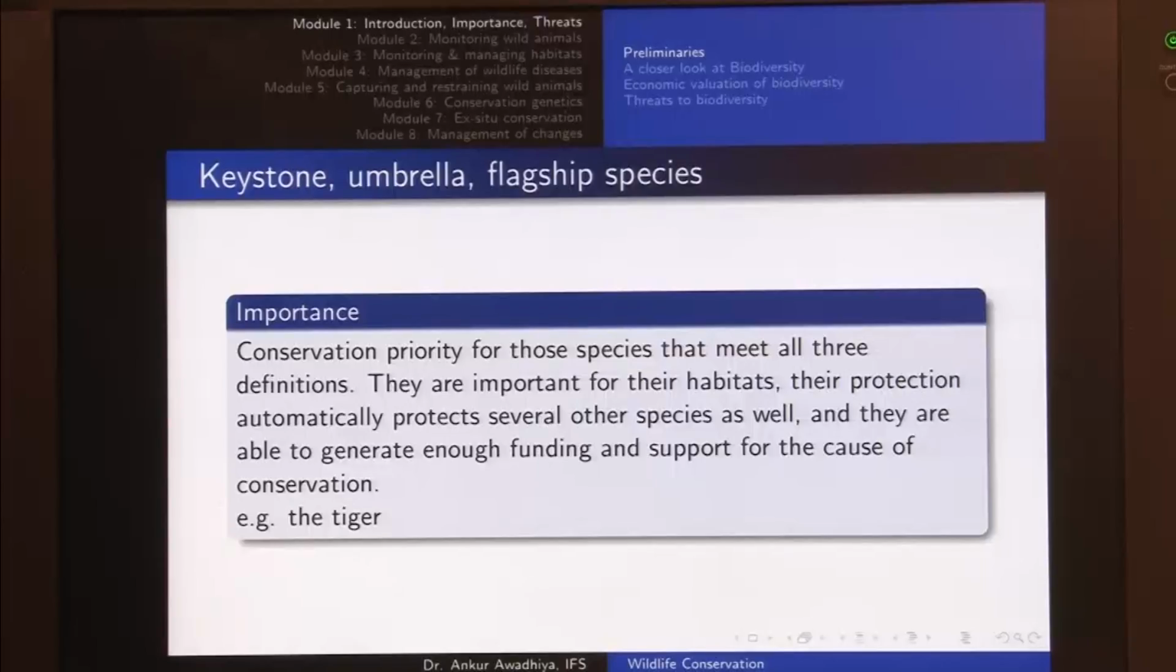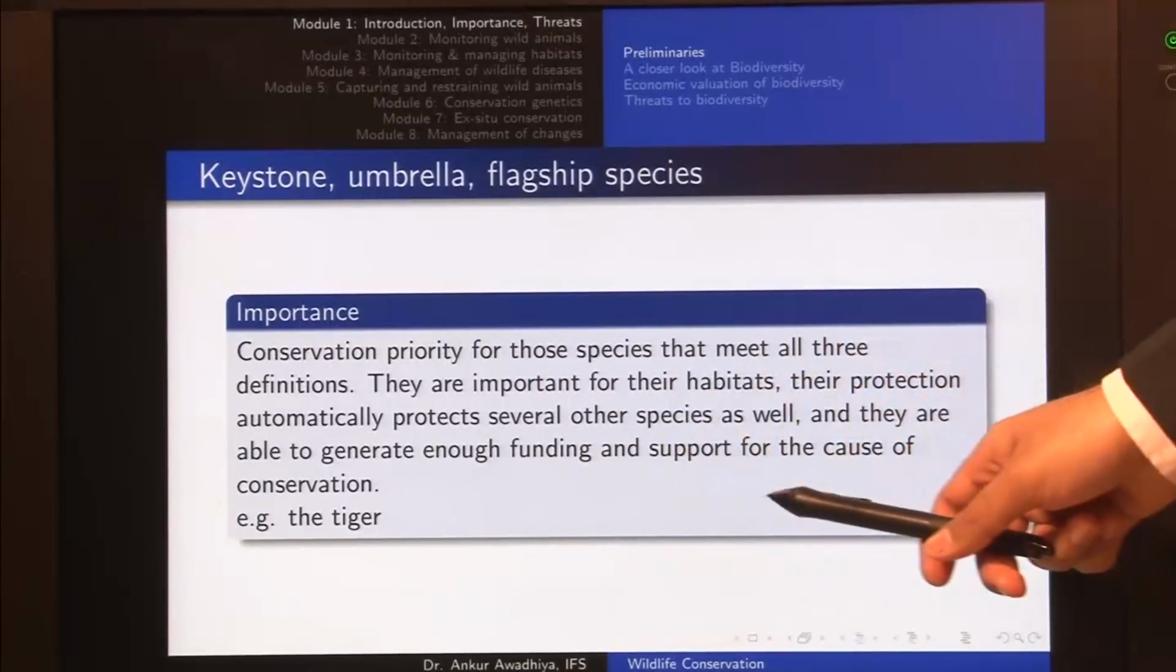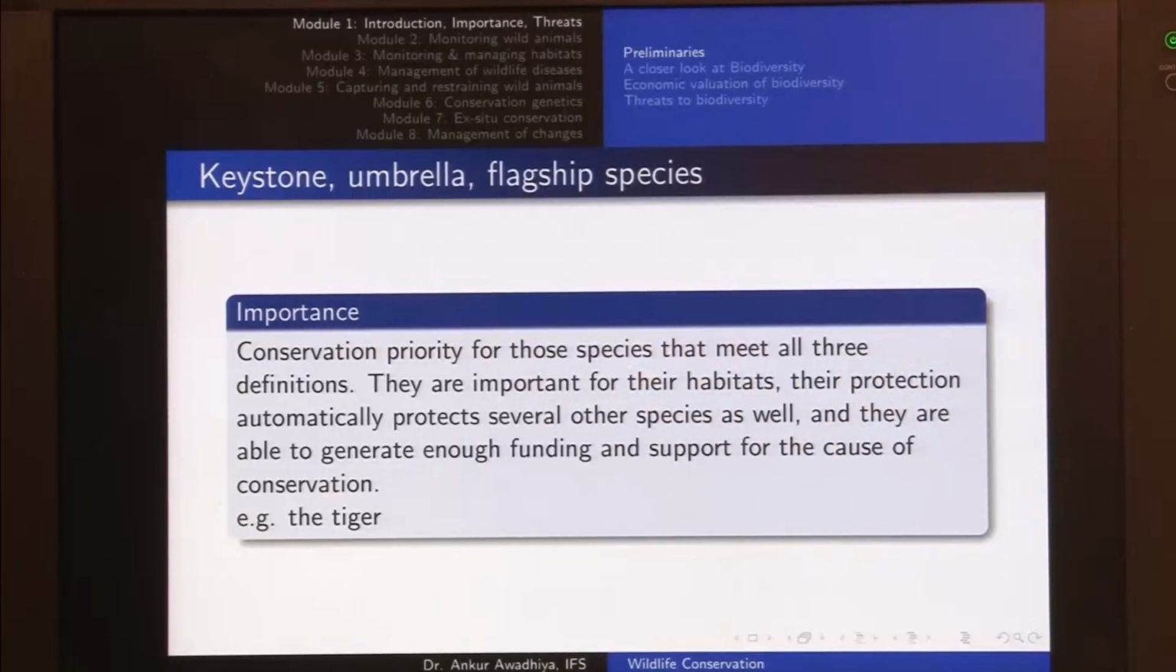So when we talk about the conservation of tiger, people are able to connect to this species also because it is connected to our religious beliefs. So because of all these reasons, this tiger is able to generate enough funding and support for the cause of conservation. So conserving a tiger makes a huge amount of sense, as does say conserving an elephant. An elephant is also a keystone species because it is a destructive feeder. It provides quite a huge amount of nutrition available to other animals that live on the ground.